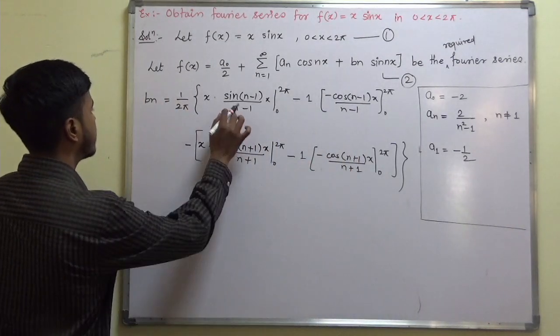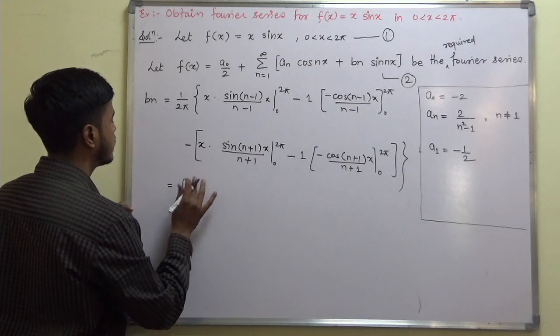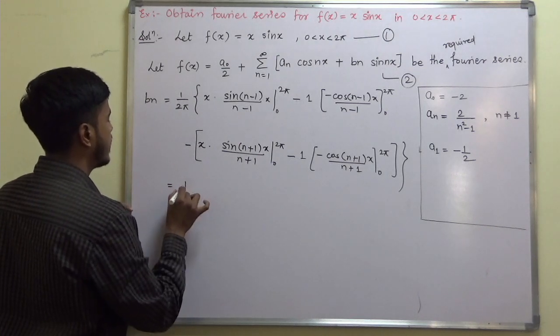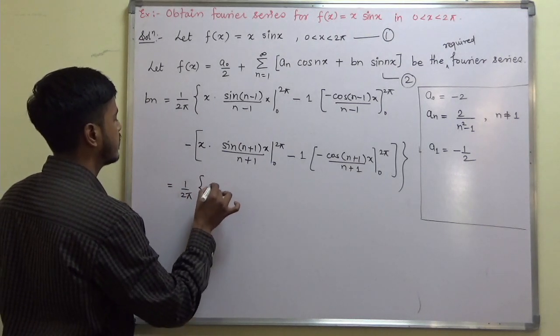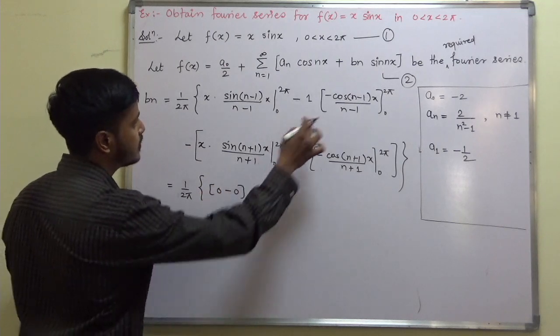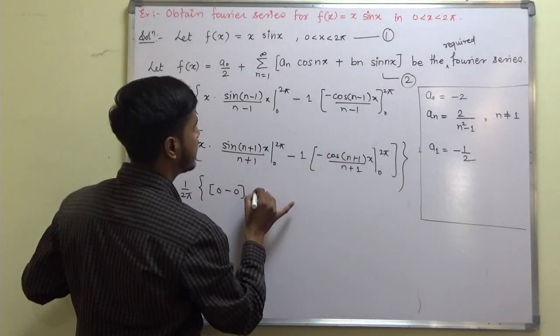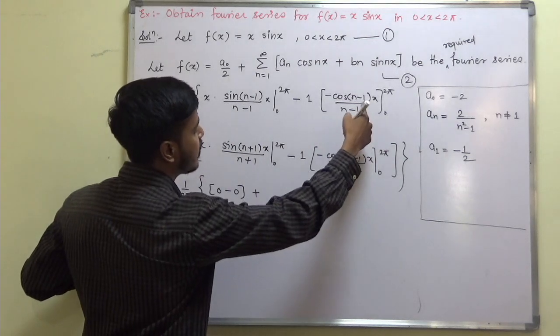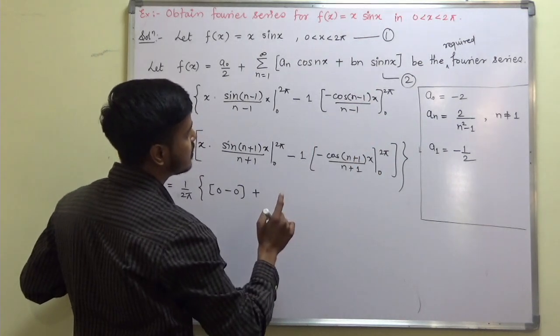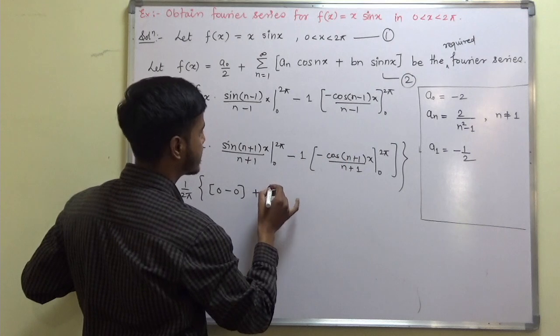So this bracketed quantity will give you 1 by 2 pi. This is 0 minus 0. What about this? Minus minus plus. So cos 0 is 1, cos 2 pi is also 1. So this would give you minus minus plus.